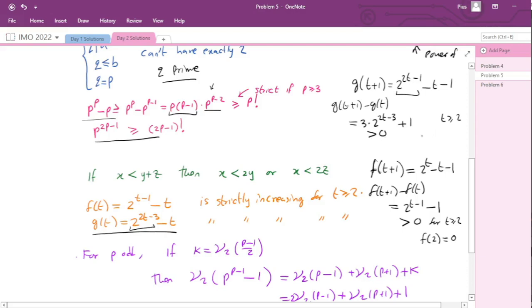And g of 2 in this case, once again, we'll see that it's going to be equal to 0. So the idea here is that beyond 2, for t greater than 2, the value of g is going to be positive always. So we'll need this towards the end as well. And then one final piece.